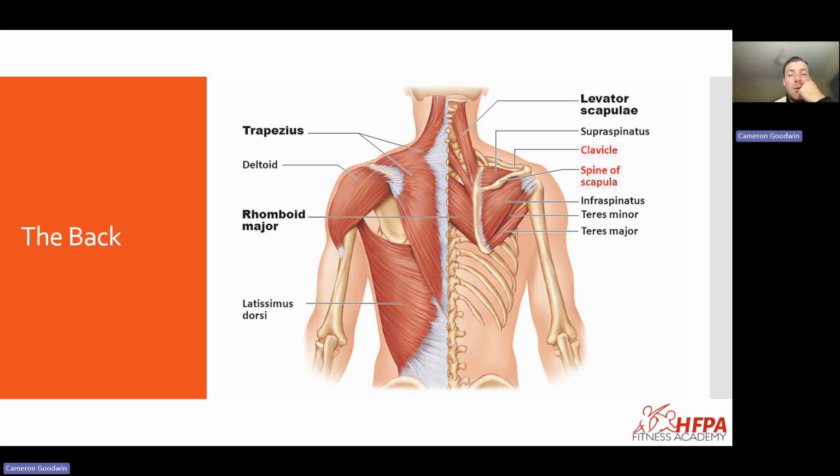Then, of course, here you have your spinal erectors. And then if we go to the right, you have your levator scapulae. You can see that involved in your neck. You see that supraspinatus. You can see it there at the top. Then we have our rotator cuff. Again, we have your infraspinatus and your teres minor.